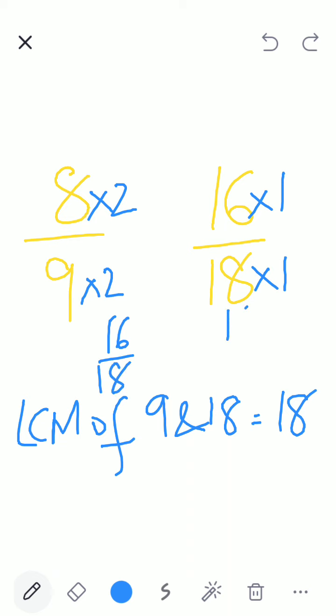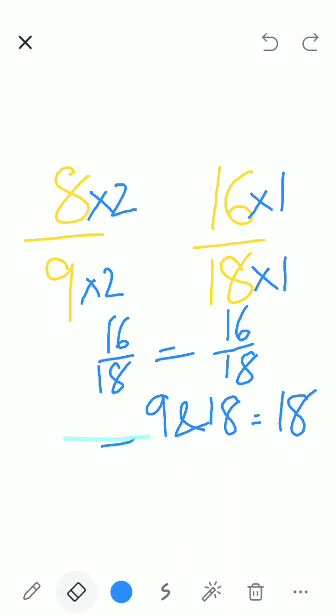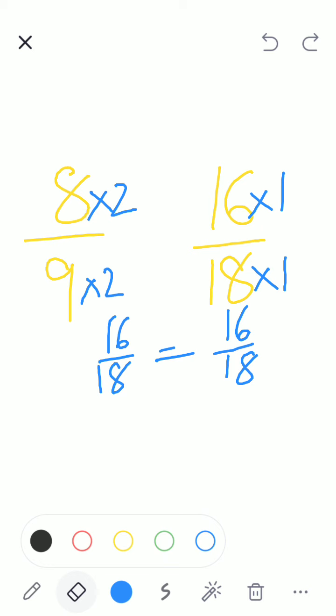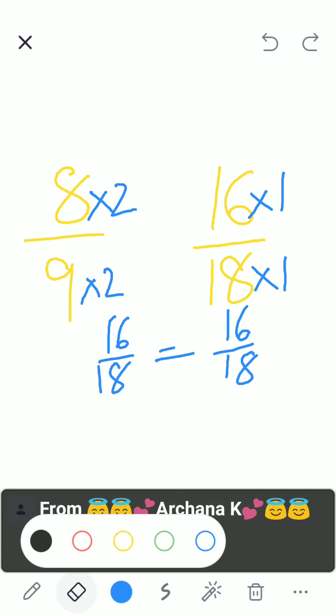16 by 18, 16 by 18 equal. Understood, children? Sorry? No problem. Did you get the answer? Did you get equal to? Very good. Send me that method separately on WhatsApp. Okay?